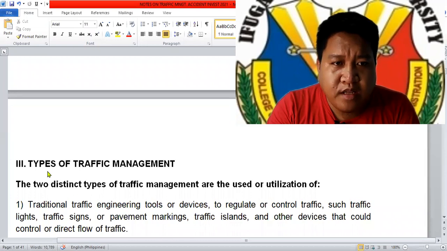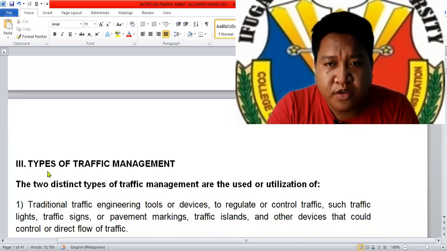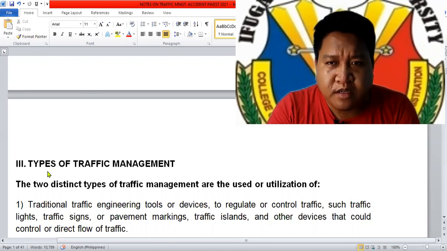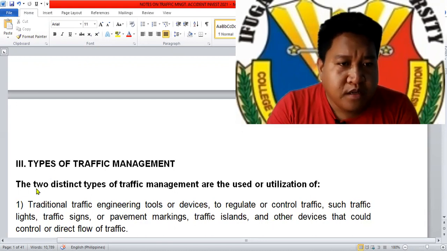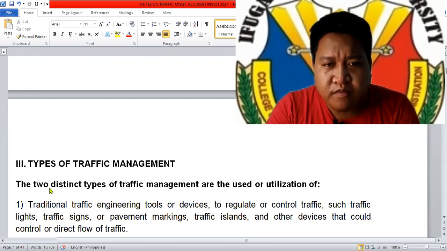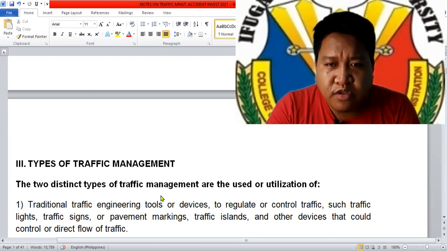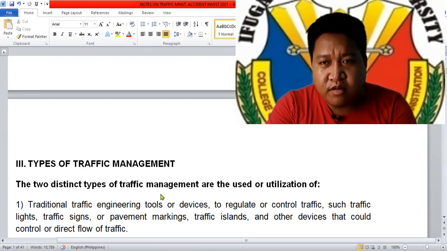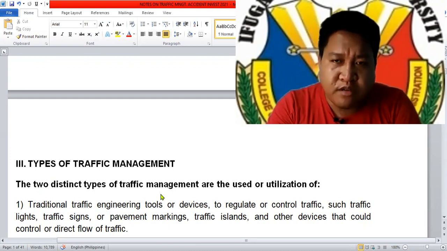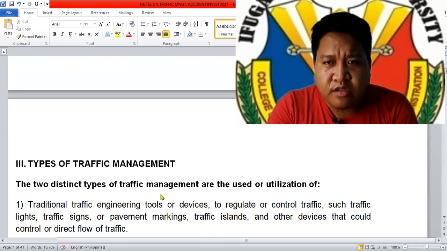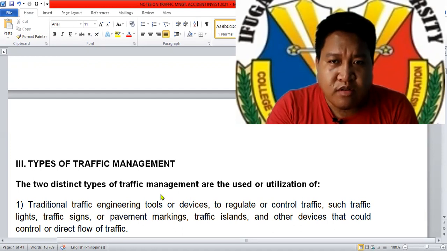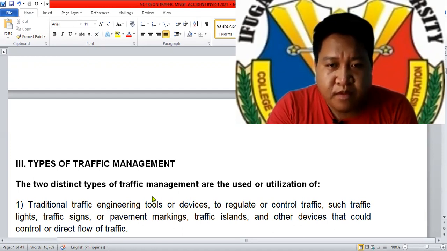As you can see, the types of traffic management. So for you to have additional input on the subject matter, the two distinct types of traffic management are the use or utilization of the following. Ang traffic management, pag sinabing types, ito yung two kinds of approaches that tackle the whole of traffic management.